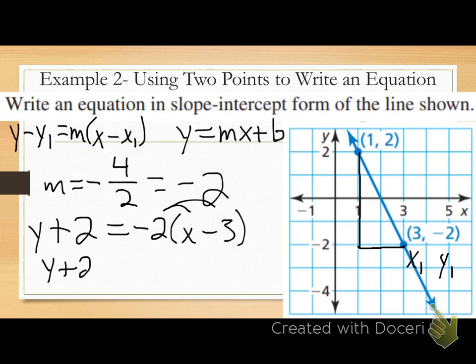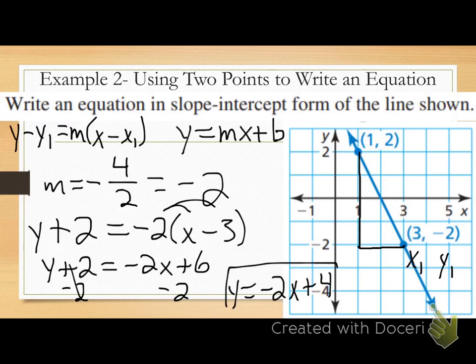What's negative 2 times x? Negative 2x. Negative 2 times negative 3. Positive 6. We okay with distributive property? There's my first step. What's my second and final step to get y by itself? Subtract 2. So I get negative 2x. What's 6 minus 2? 4. Plus 4. That is now in slope-intercept form.